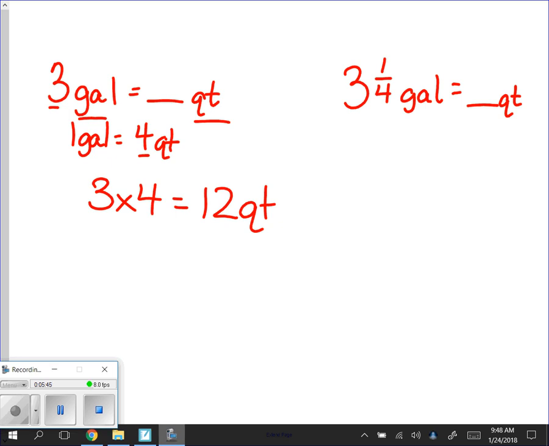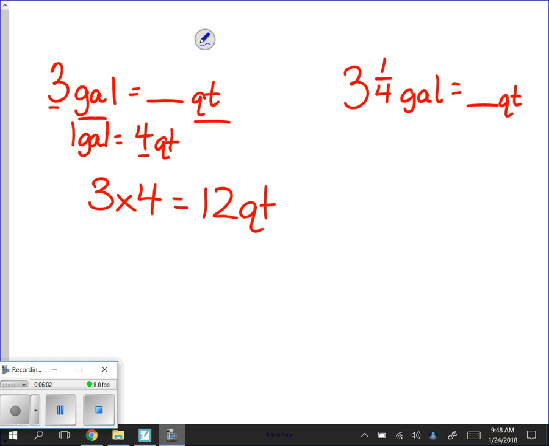Okay. If you got 13 quarts, you are correct. I'm going to show you, there are 2 different ways that you could solve this problem and still get 13. You were close. You just forgot one thing.